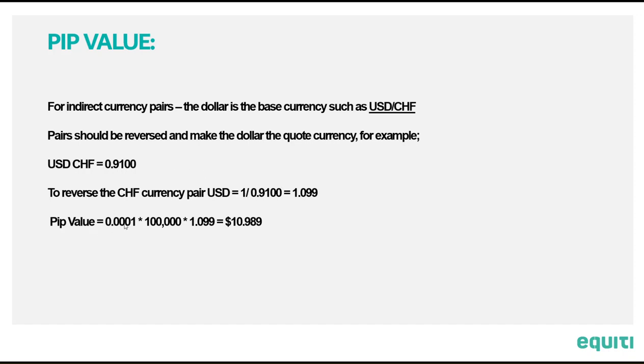So pip value is basically 0.111 multiplied by the 100,000 units, the lot size that you bought, multiplied by 1.099, which gives you $10,000.98.